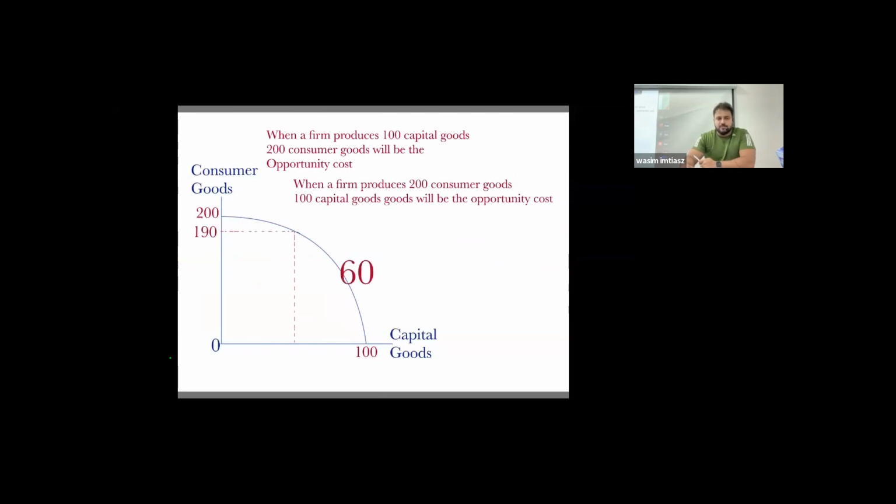Now, you're producing here 190 consumer goods and 60 capital goods at point X. What is the opportunity cost of producing 190 consumer goods? How much? 130? I don't know where you found that value. Even if you put the area, 30 consumer goods, 30 capital goods is part.